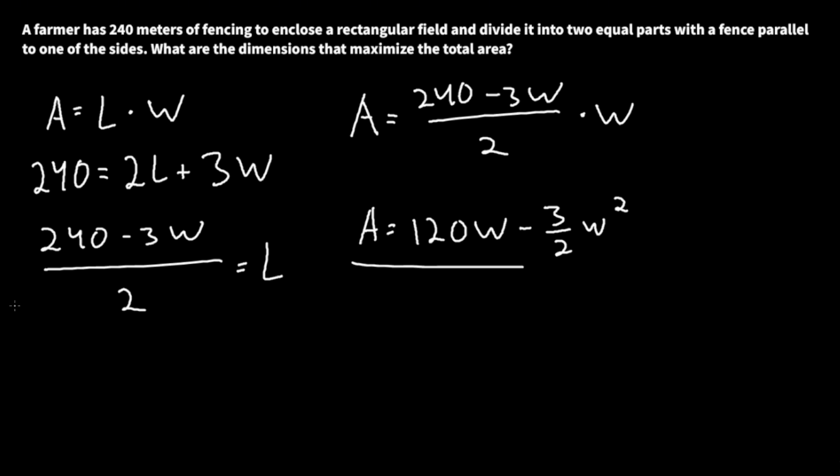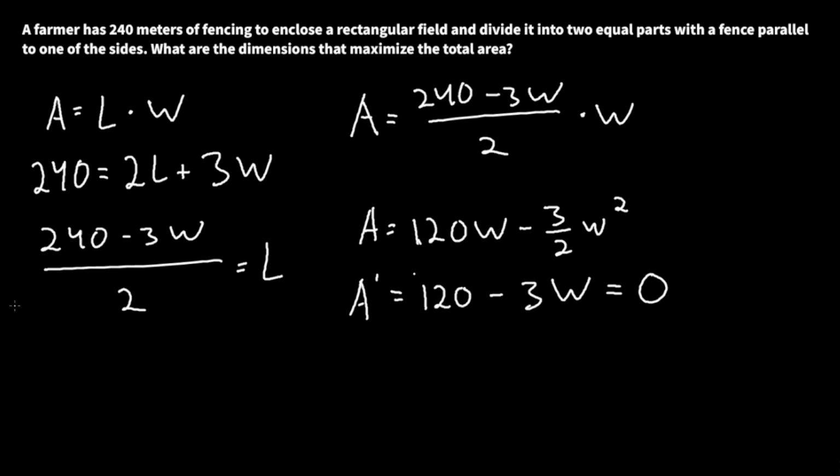Now all we need to do is take the derivative of A with respect to W, and you should get, let's write A prime, 120 minus 3W. The thing about optimization is that you need to find the critical points of your function. With optimization, you need to find local maxes and local mins, or absolute maxes and absolute mins. So you can use your knowledge of critical points and the second derivative test to find the maxes and mins.